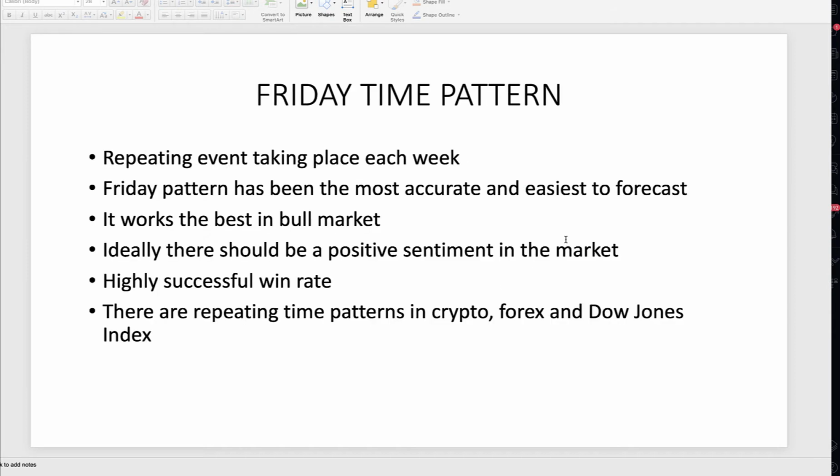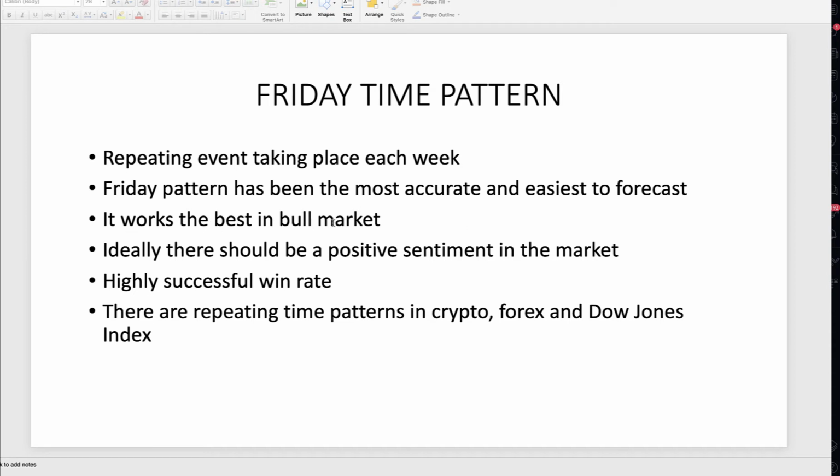Okay, so what is this Friday time pattern? It is a repeating event taking place each week on Friday. The Friday pattern has been the most accurate and easiest to forecast. That means I'm able to forecast if we're going up or we're going down. And this is based on quite a few variables I'm looking at.